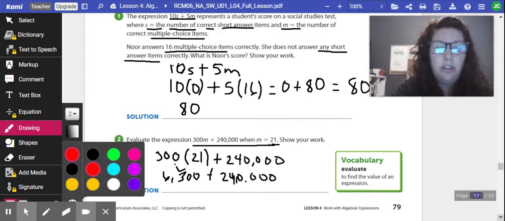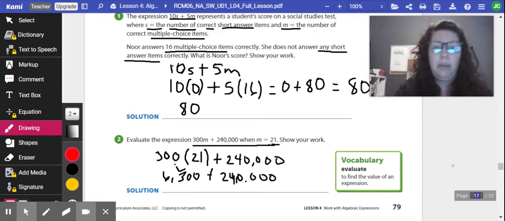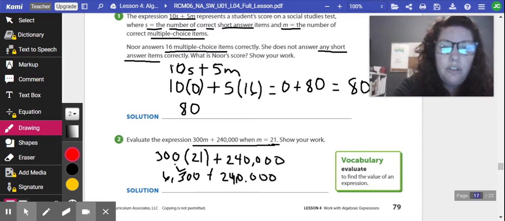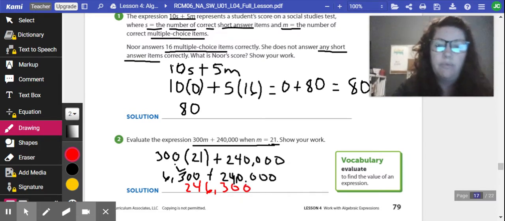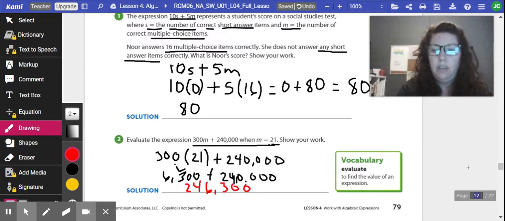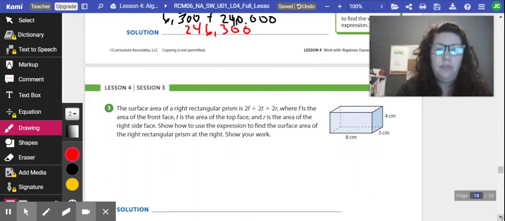So let me change colors here so you guys can see it a little bit better. But you should have gotten 246,300. Okay. All right, let's move on to number 3.